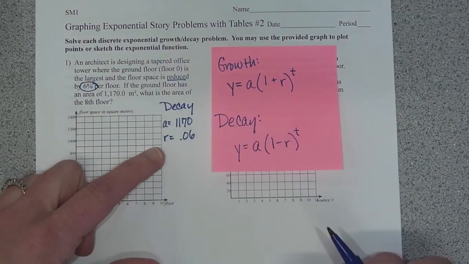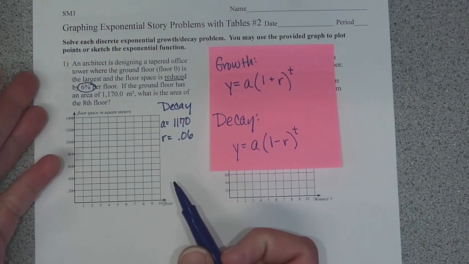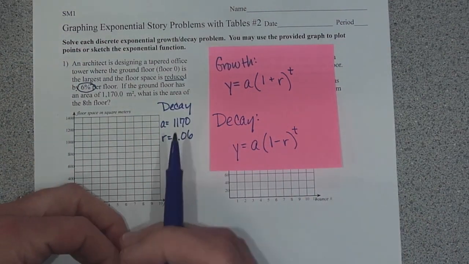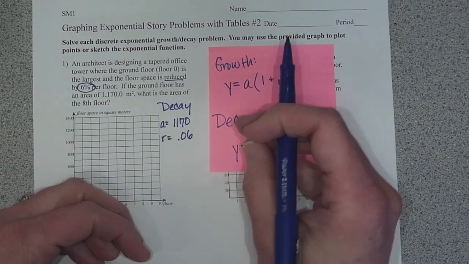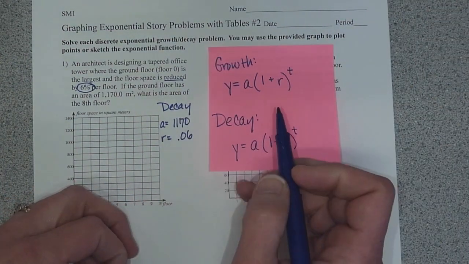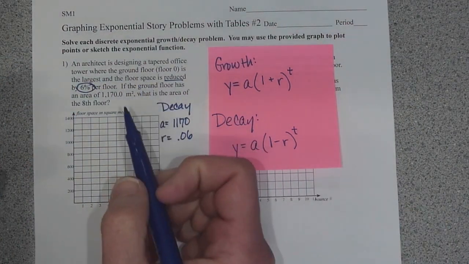Okay, now for T, here's the thing. T stands for time. Time's not really passing here, right? But think about it as the thing that happens over and over. Like every time you go to the next floor, the floor space shrinks, right? So T is actually going to be what floor you're on this time.